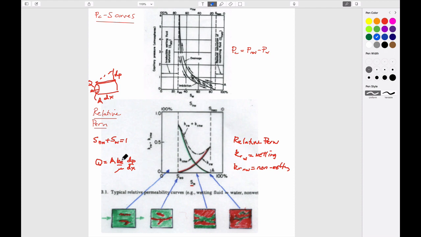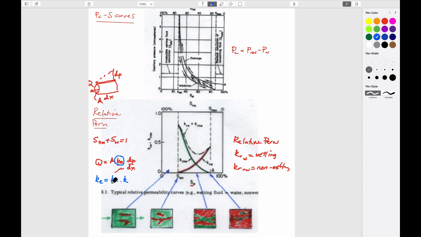And it's this effective permeability that we have here, which is a function of two components. It's a relative permeability, and it's multiplied by a true permeability. And true permeability is when the behavior is measured when it's 100% saturated with one fluid.